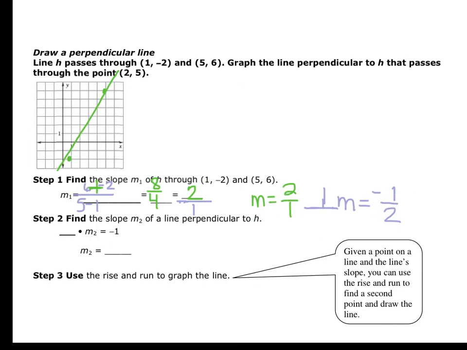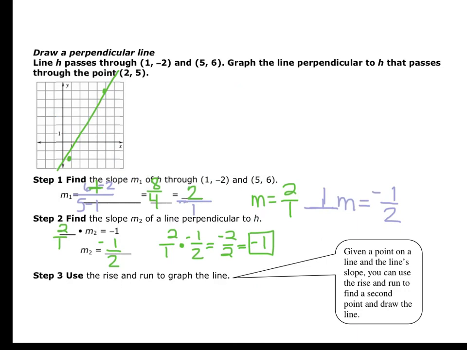So now you can see that if you put this in as 2 over 1, then what has to go in here to get you a -1 is -1/2. Because, well, look, we can check it. 2 over 1 times -1 over 2 is -2 over 2, yes, that reduces to -1. So anytime you have a product of the slopes of -1, the lines are perpendicular. Now we're going to use the rise and the run to graph the line.